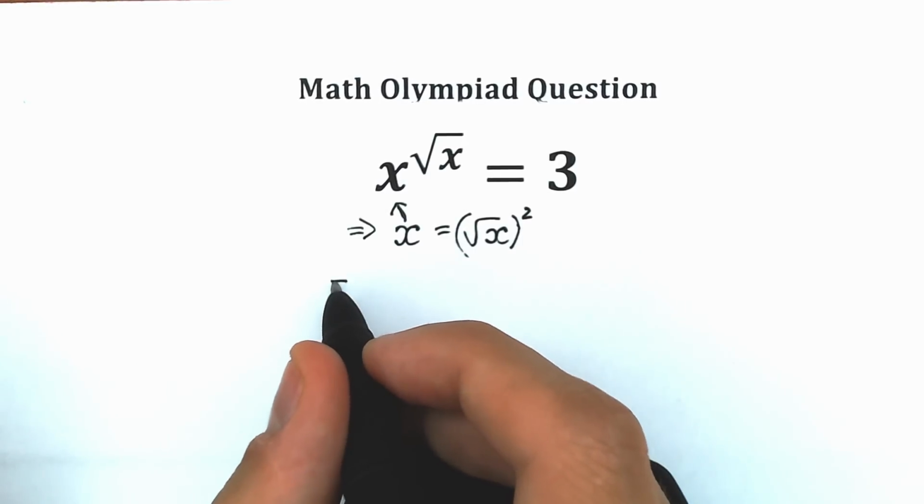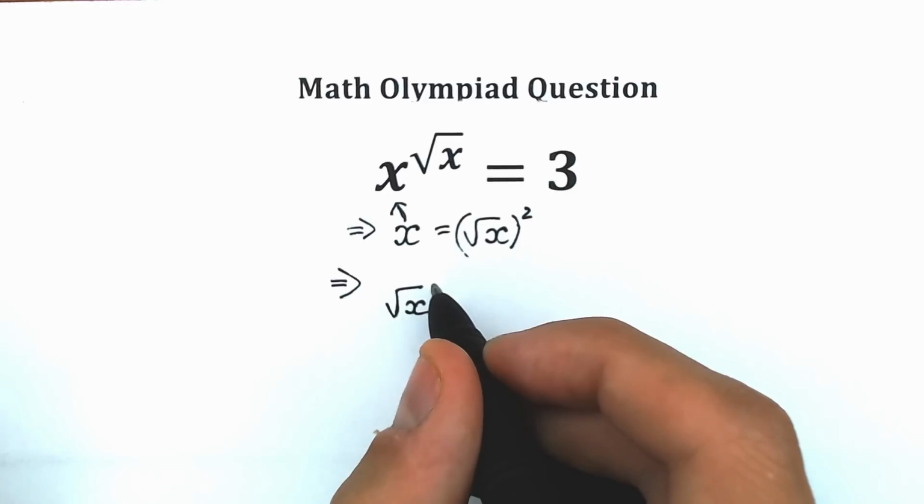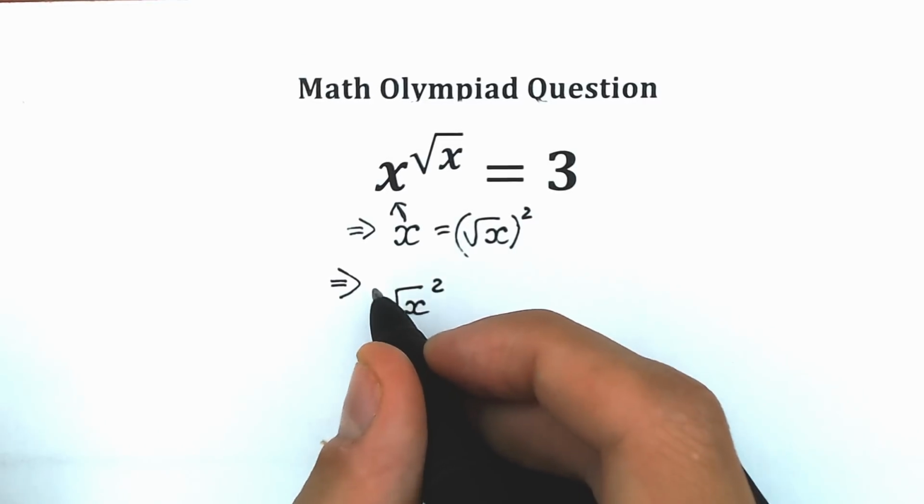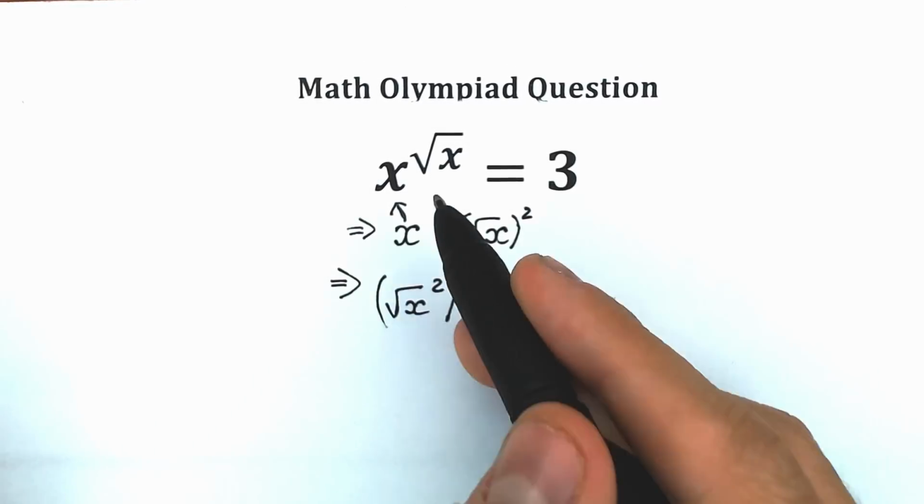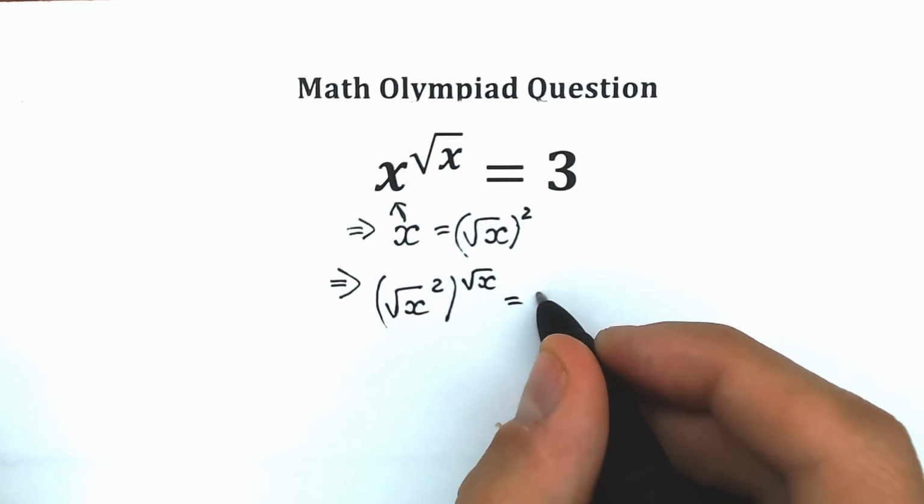So let's do this right now. As a result, what do we have right here? We have the square root of x, we raise this to the second power, and we raise the whole thing to the square root of x. We have this square root of x right here. Okay, square root of x equal to 3.